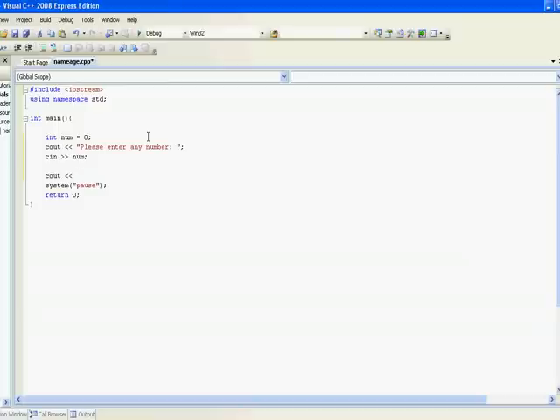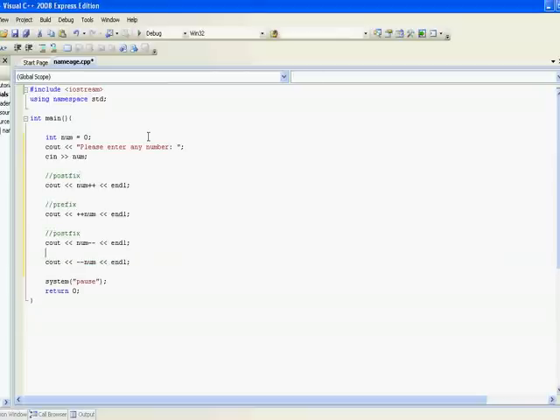We can have it this way: cout num plus plus, cout plus plus num, cout num minus minus, cout minus minus num. Okay. So before we proceed, let's mark our lines here. So this is the postfix. This is prefix. This is postfix and prefix.